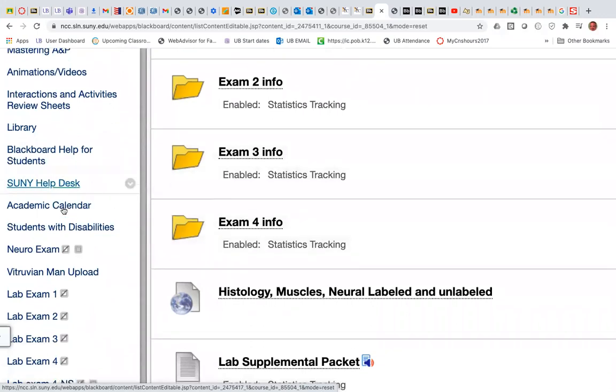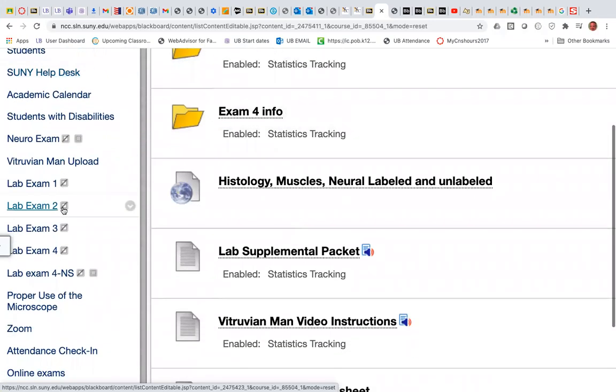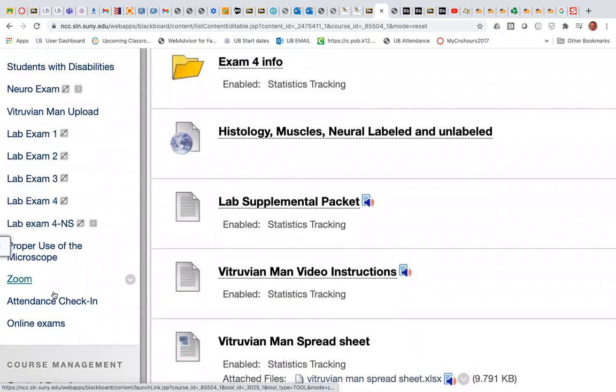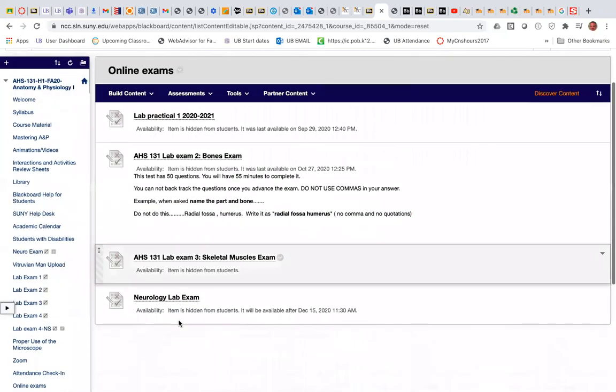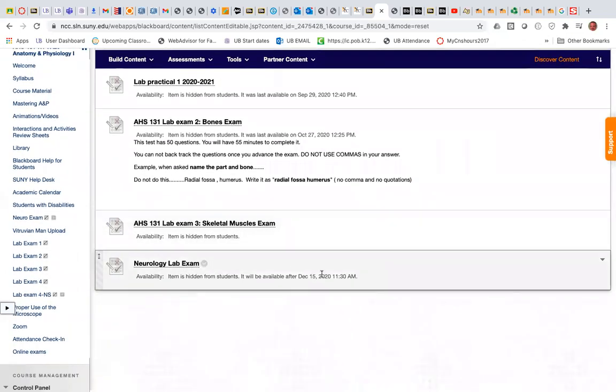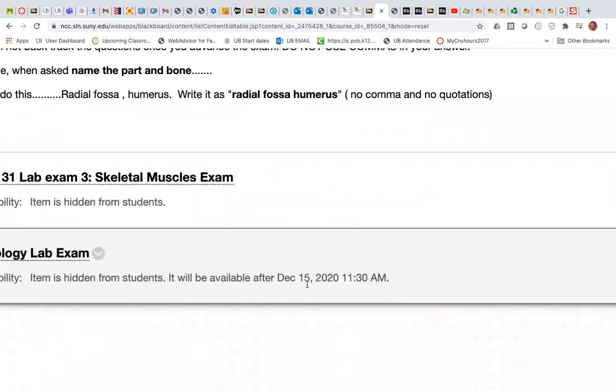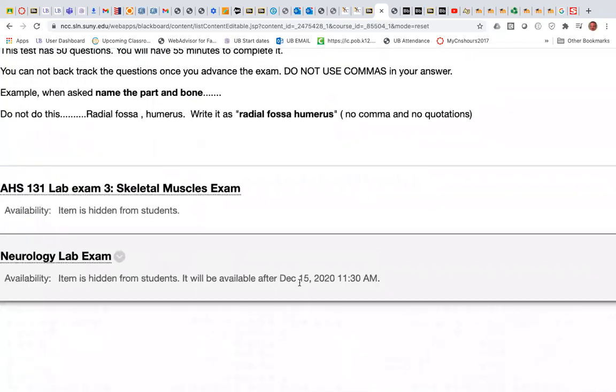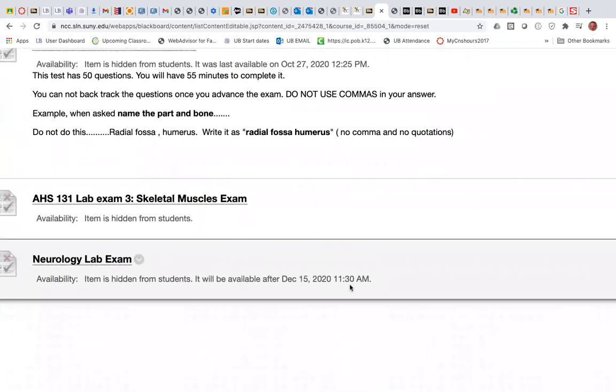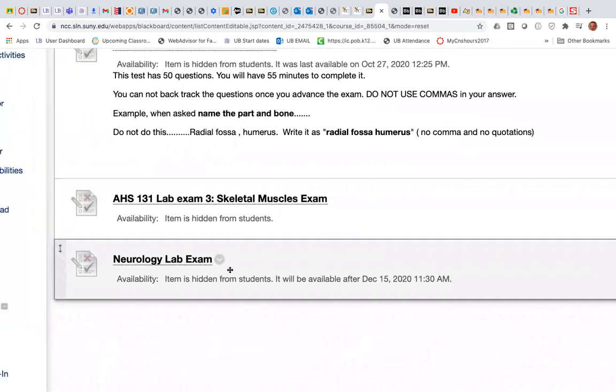Before we get to that, I just want to point out on the left-hand side here, where it says online exams, this is where you'll be clicking on to take your final exam. When you click on online exams, you'll see the neuro exam here. It's not set to open until December 15th. For this section, it opens up at 11:30. There's another section that will open up at 2:30.